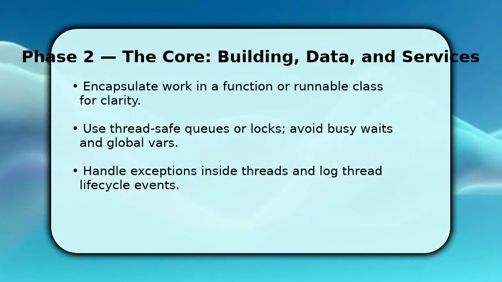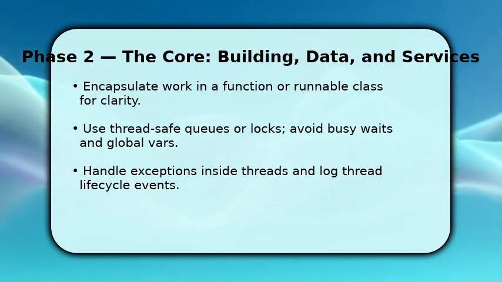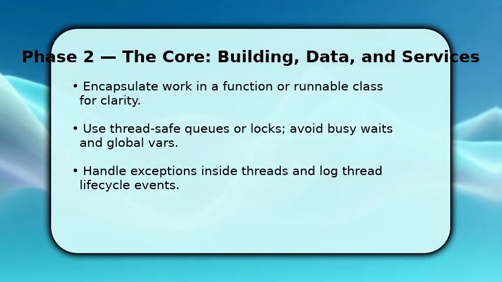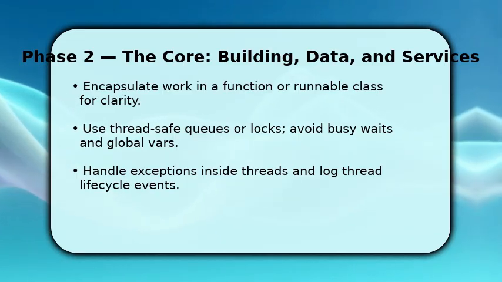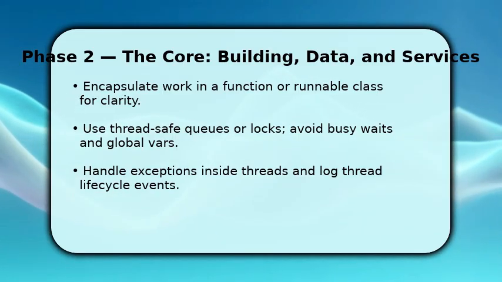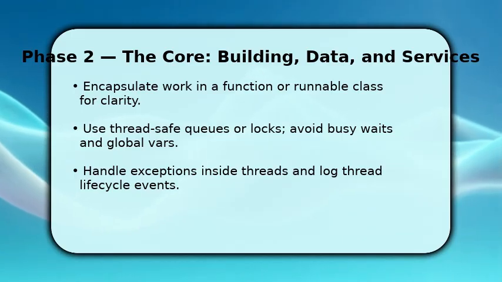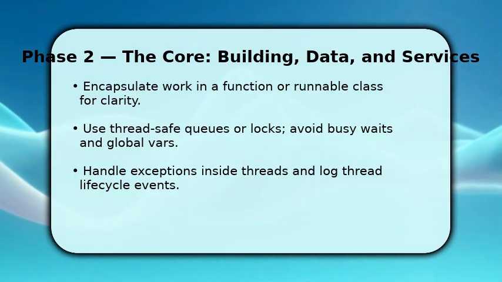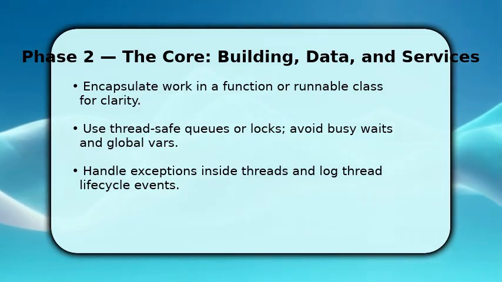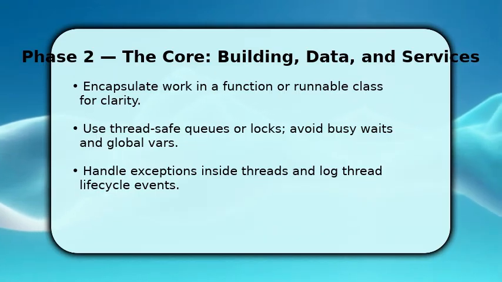You now implement the core thread logic. Encapsulate the job in a function or runnable object so responsibilities are clear. Then, wire threads to communicate via a thread-safe queue or explicit locks. This prevents lost updates and deadlocks. While coding, handle exceptions inside each thread and emit clear logs for start, progress, and completion.